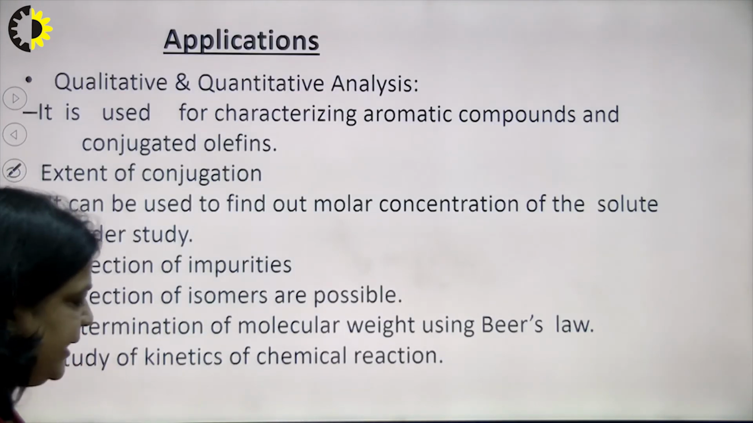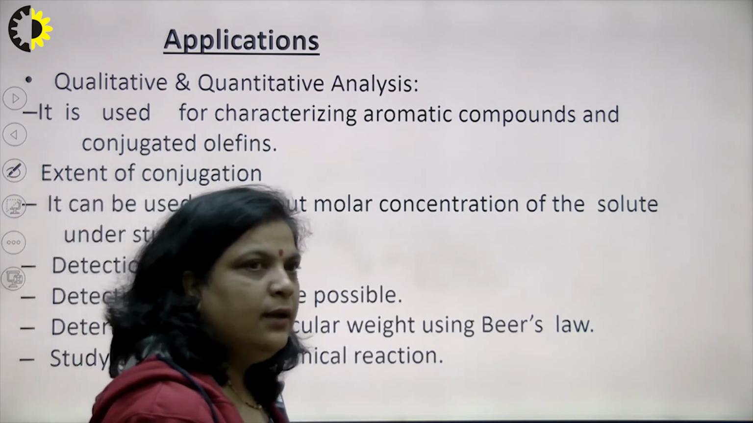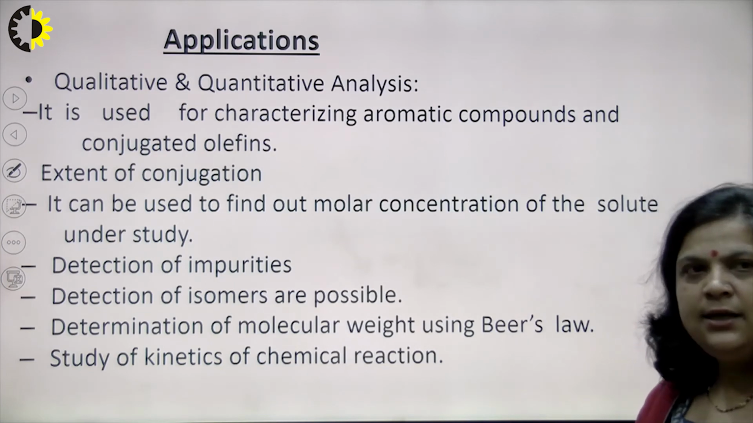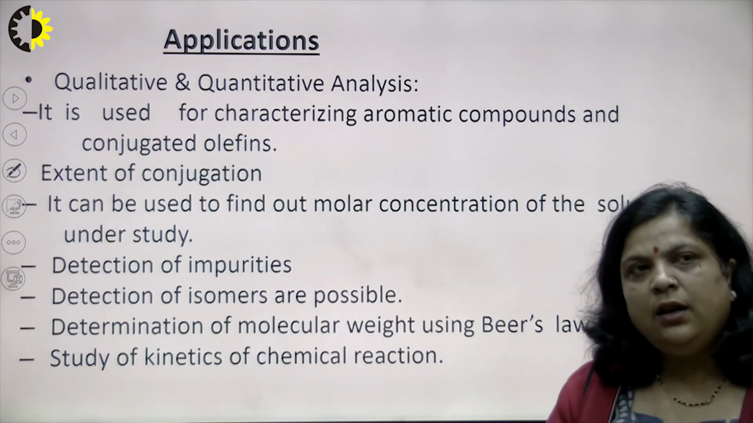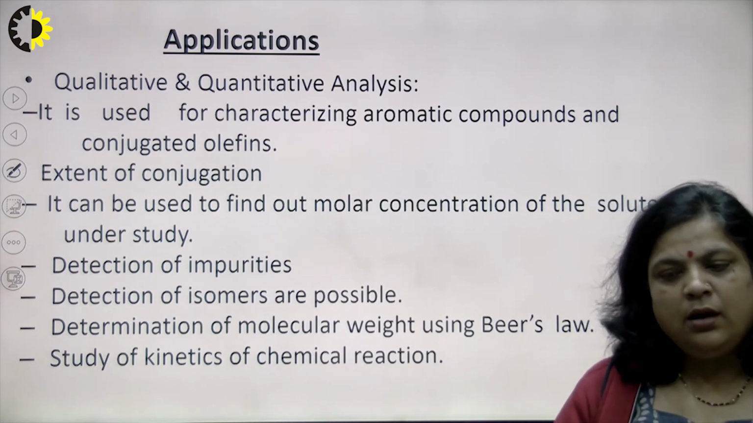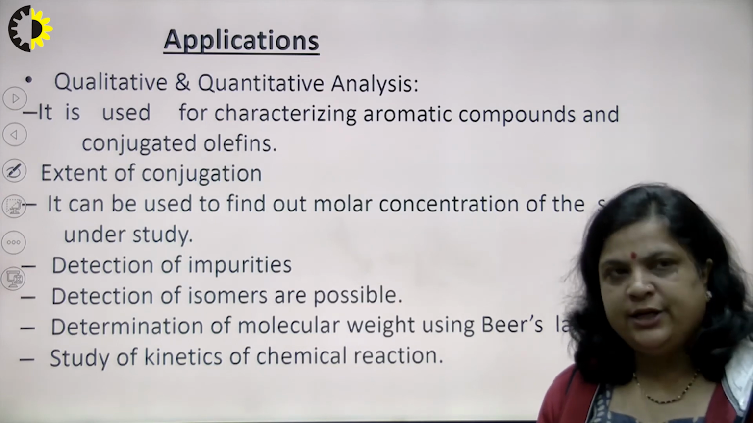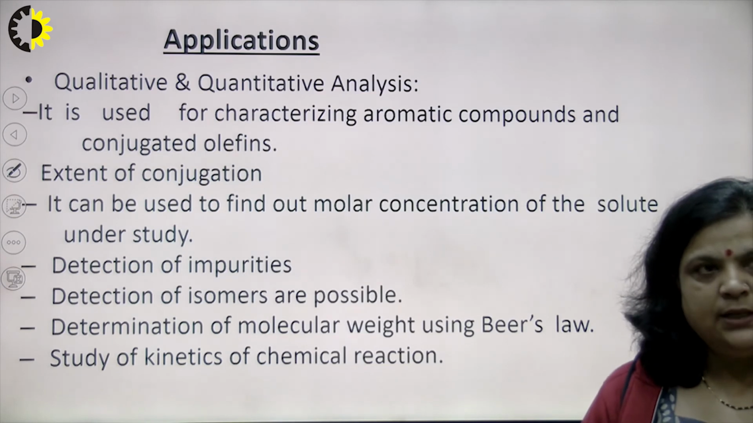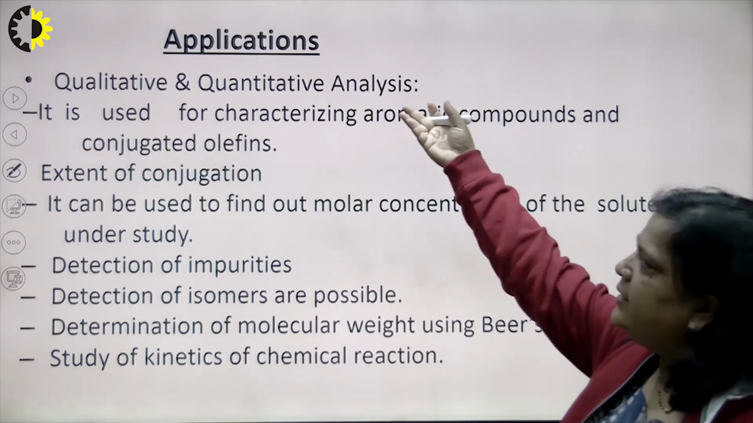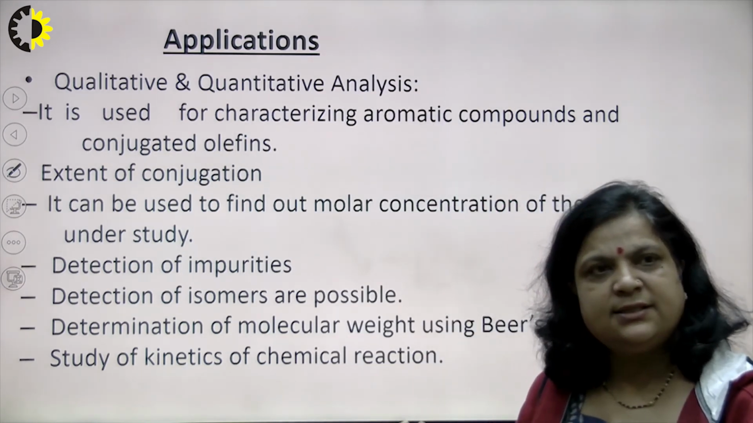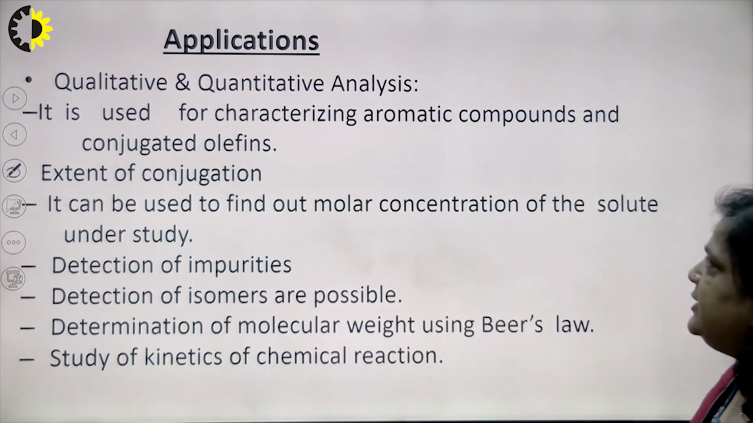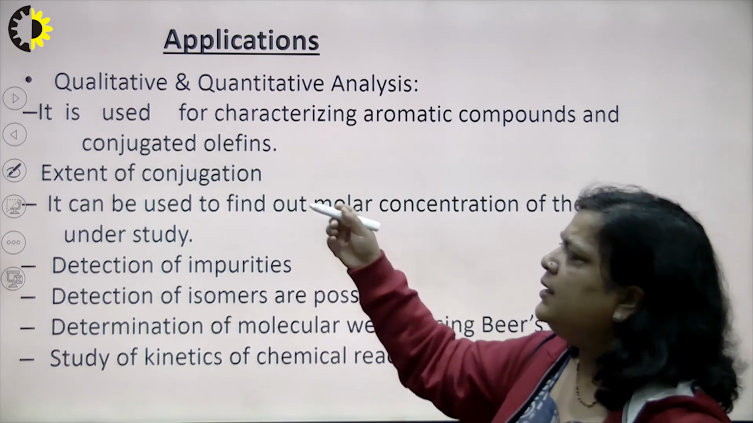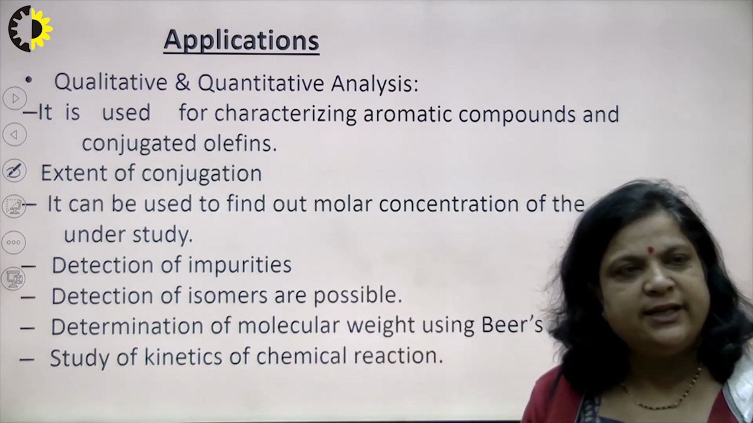Now, applications of UV visible spectroscopy. The first application is that it is useful for determination of conjugation, or to differentiate between conjugation and non-conjugation. So first, we can simply write: used in qualitative and quantitative analysis. It is used for characterizing aromatic compounds and conjugated olefins, that is, it is used to find the extent of conjugation.